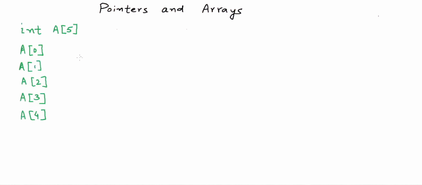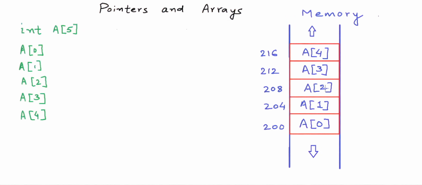When we declare an array, let's say we declare an integer array A of size 5, then we create 5 integer variables named A0, A1, A2, A3 and A4. Now these 5 integers will be stored in the memory as a block of 5 consecutive integers, something like this, what we are showing here on the right.